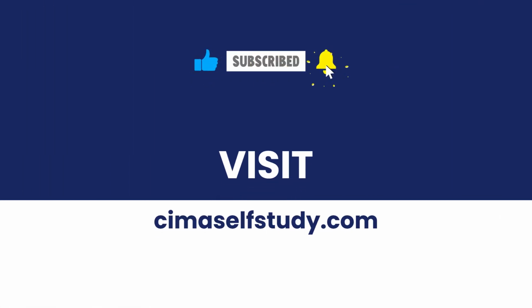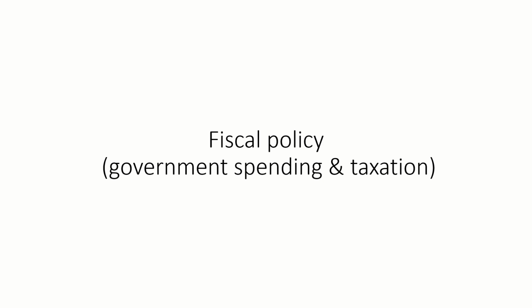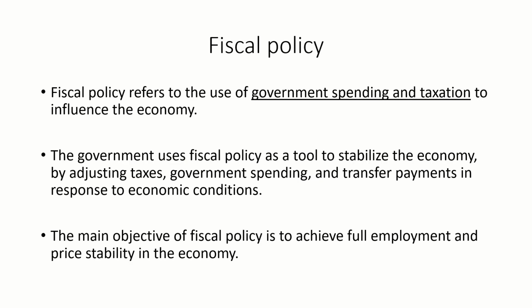In this video, I am going to discuss fiscal policy. Fiscal policy refers to the use of government spending and taxation to influence the economy. The government uses fiscal policy as a tool to stabilize the economy by adjusting taxes, government spending, and transfer payments in response to economic conditions. The main objective of fiscal policy is to achieve full employment and price stability in the economy.